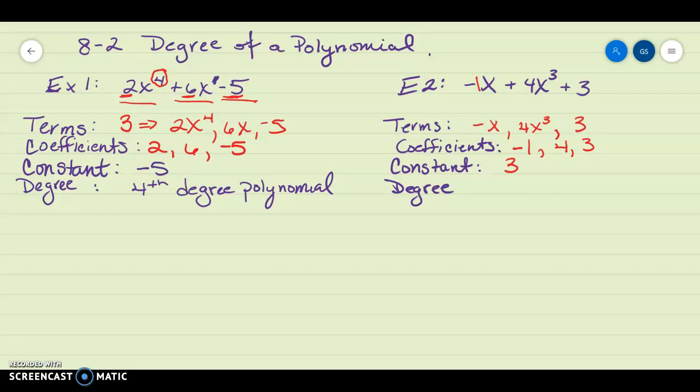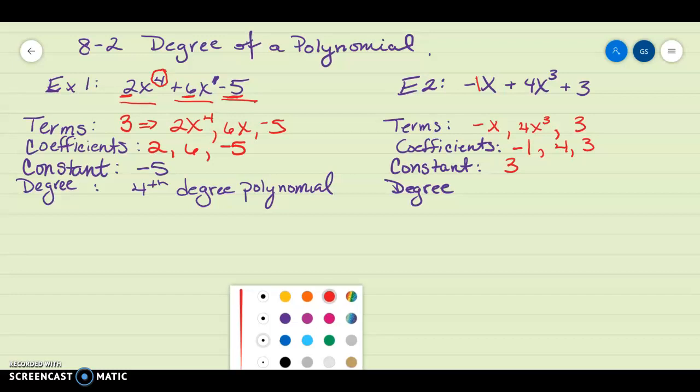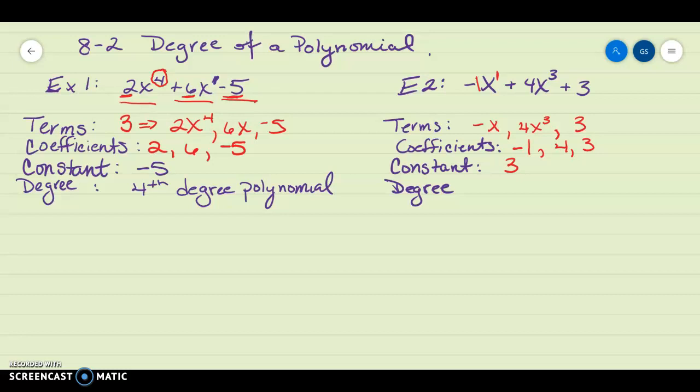What you were supposed to try to do is figure out what the degree of this polynomial is. So again, the degree is the highest exponent. We need to make exponents on all the variables though. So this x has an exponent of 1. So what's the highest exponent though? 3. So this is called a 3rd degree polynomial.